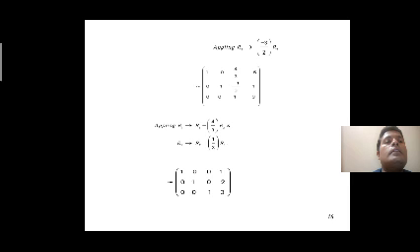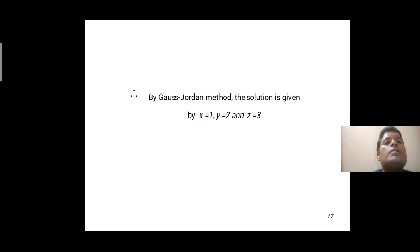We observe here we get the format of 1 0 0 alpha, 0 1 0 beta, 0 0 1 gamma. Therefore, by Gauss-Jordan method, the solution is given by x equal to 1, y equal to 2 and z equal to 3.